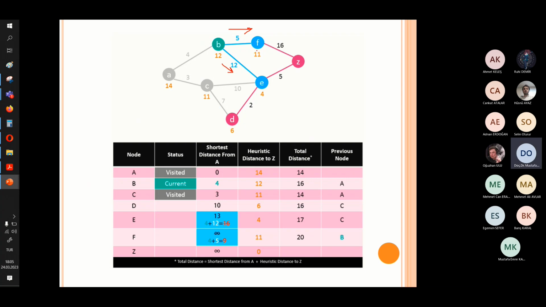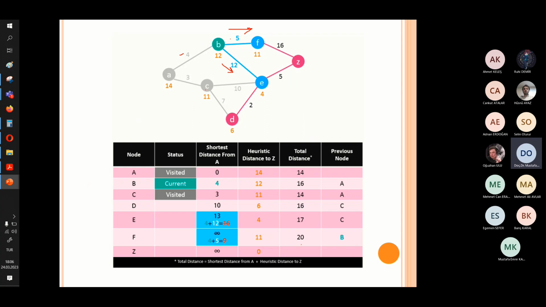Similarly, we will check the value for F, the fitness value. And what is the actual cost? The actual cost is 4 plus 5, that is the G value, which is 9, plus the estimated value 11. 11 plus 9 will give us 20. And by the way, 4 plus 5 will be 9, and 9 will be smaller than infinite. Therefore, we will update it, and we will update the previous node. We are reaching F through the B. Therefore, we have to write B here.